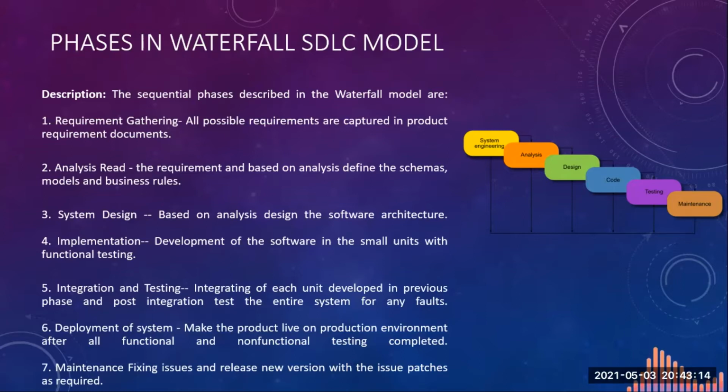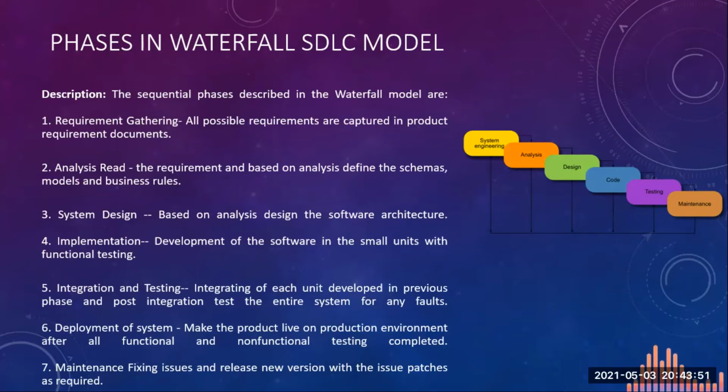Here, the software is developed in small units and functional testing is done on those units. Fifth is integration and testing. Now, in the previous phase, we have developed the smaller units of the software. Now, in this phase, we integrate them all together and test the system as a whole for any kind of faults. The sixth phase is deployment of the system. Now our software is ready, so the system is deployed, as in it is made live and users start using the system. This happens only when all the functional and non-functional testing is completed.